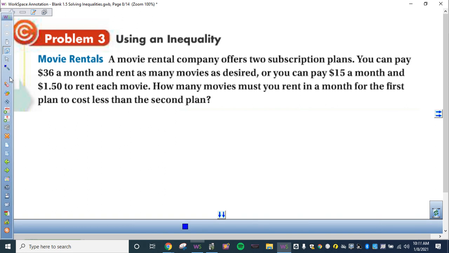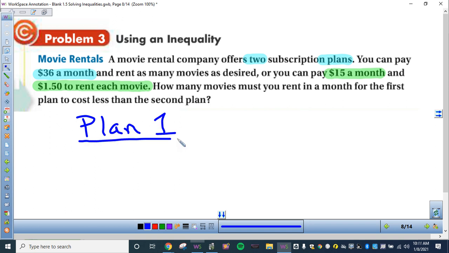A movie rental company offers 2. So I want you to write down what I highlight. So 2 plans. You can pay $36 a month, and you can rent as many movies as you want. So that's plan 1. Plan 1, I'm leaving in that blue highlight. I'm going to change highlight colors for plan 2. So plan 2, $15 a month, and $1.50 to rent each movie. So plan 1, blue highlight. Plan 2 is green highlight.